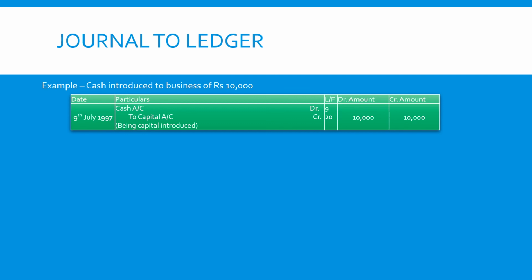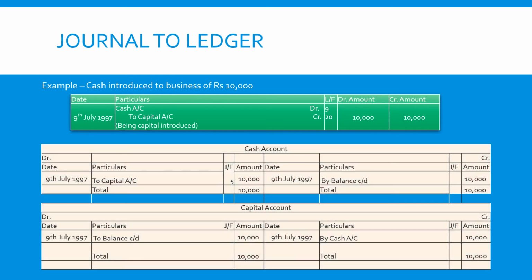Now to translate this into a ledger, how does it look? As I had mentioned, whatever accounts we have in the journal are the same accounts that we need to maintain in the ledger as well. Here I see cash account and capital account. So I need to create two accounts, one cash account and one capital account. So I've created two ledger accounts, cash account and capital account.